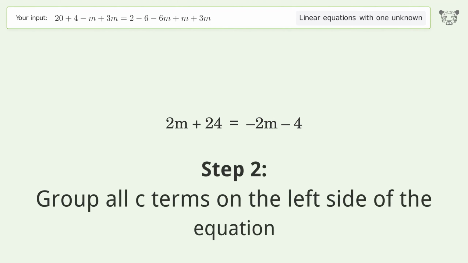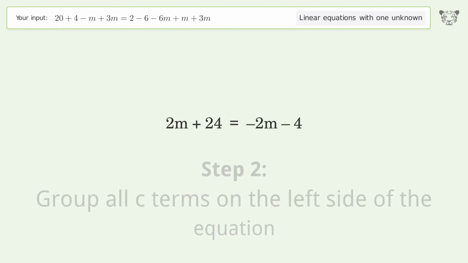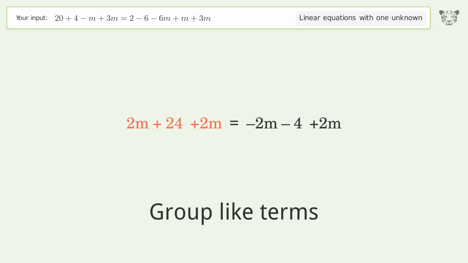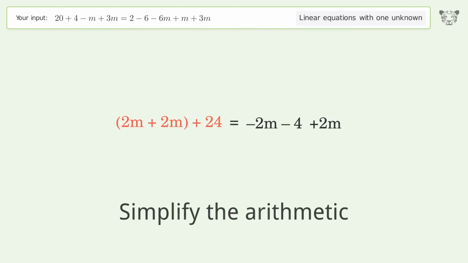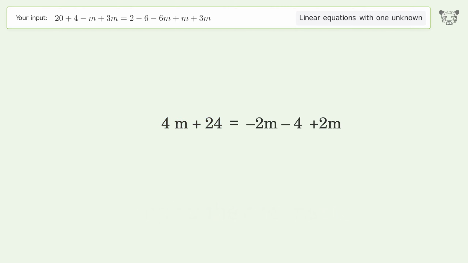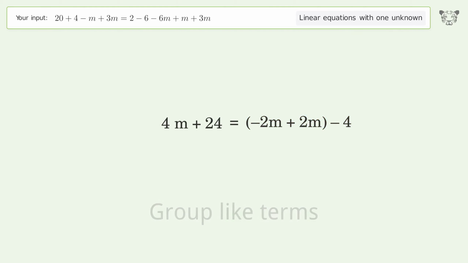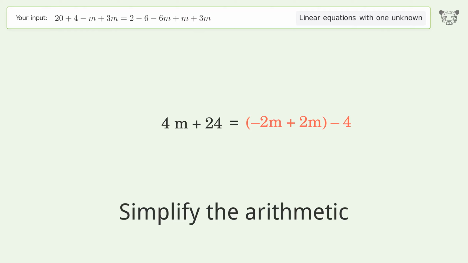Group all C terms on the left side of the equation. Add 2m to both sides. Group like terms. Simplify the arithmetic. Group like terms. Simplify the arithmetic.